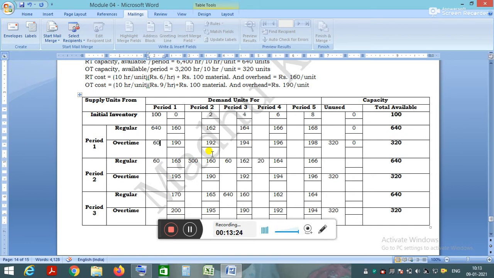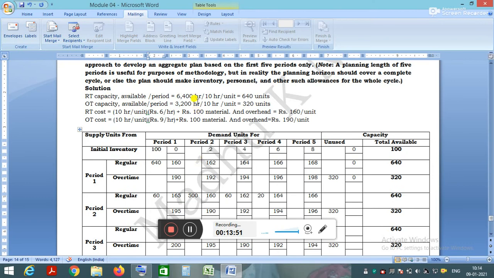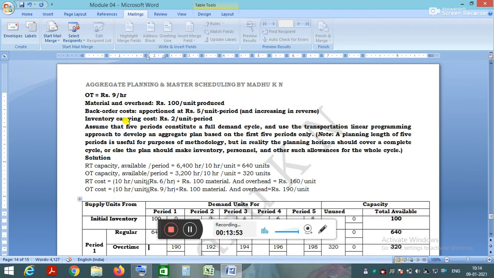Instead of, since we are using back orders here, instead of producing 60 products during the overtime duty of the first period, which costs around 190 rupees, we produce 60 products in period 2 and supply these 60 products to the customers in period 2 instead of period 1, which costs 165 rupees.